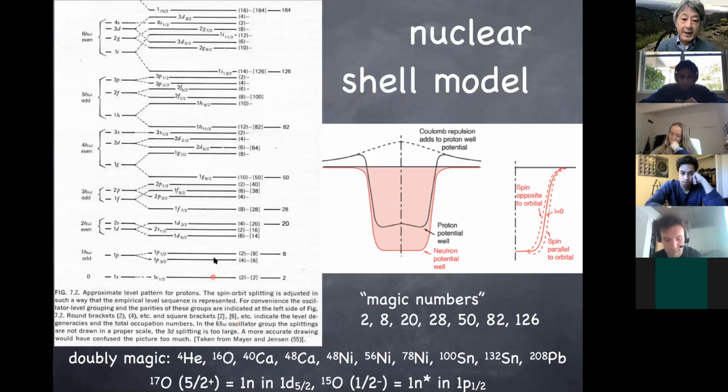So this is the schematic I mentioned already on the previous slide. We start with a harmonic oscillator. You have a ground state. You add 1 h bar omega. You add 2 h bar omega, and so on and so forth. So these are the harmonic oscillator states.